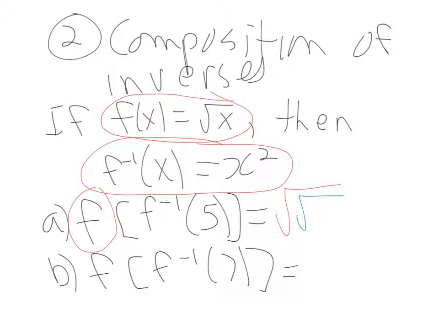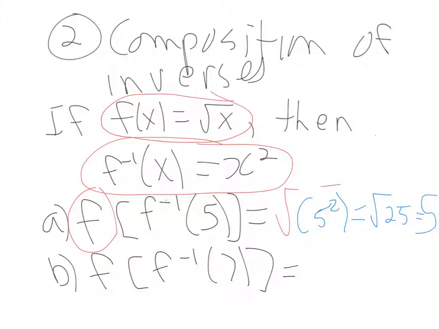the inverse, which is going to be 5 squared. Well, that just gives us the square root of 25, which is just 5.